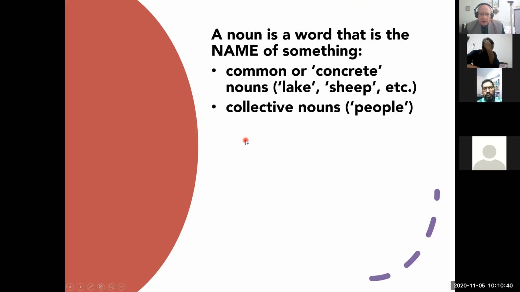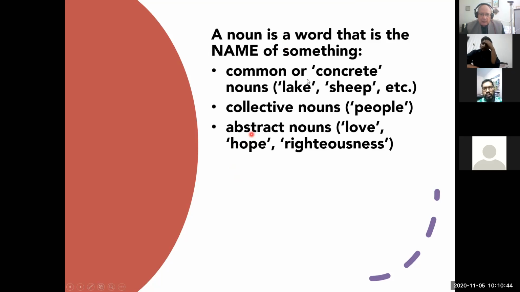Actually, sheep is what we call a collective noun. People, sheep, because sheep can be one or sheep can be more than one. It can mean a whole group or flock of sheep.